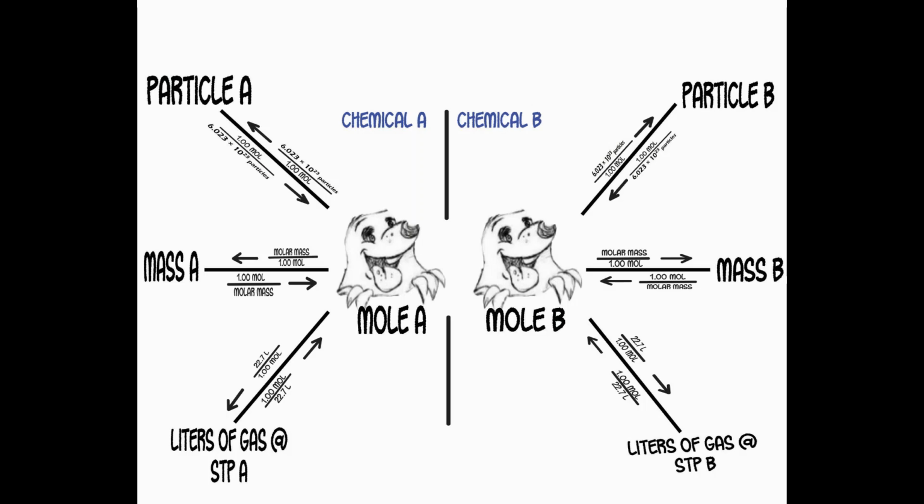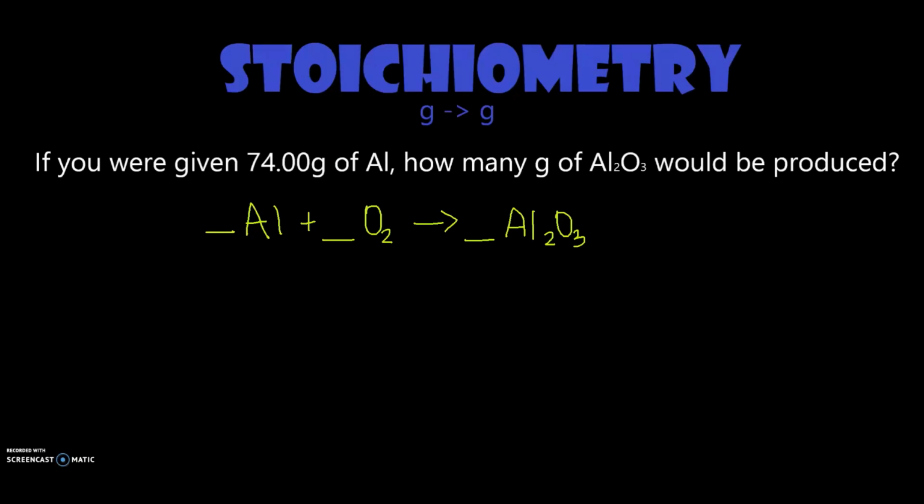In this problem, we will be going over problems of grams to grams. So we will be going from grams of Al to grams of Al2O3. So it's between two compounds. We will be going from mass A to mole A, and then to mole B, and then to mass B. So we will be using the conversions of 1 mole over molar mass, then the molar ratio of the first compound, the molar ratio of the second compound, and then the mass of the second compound.